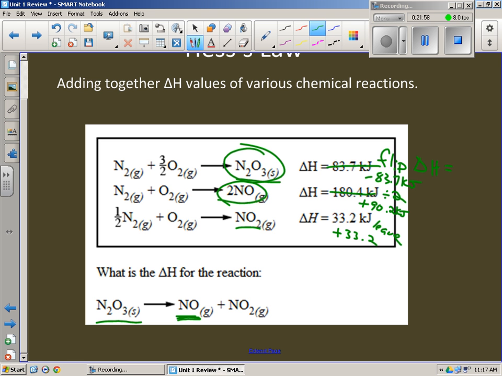Add them up, right? You don't have to change anything with the numbers. You already did the numbers. Add them all up, and you'll get the final answer here. Delta H is a positive 39.2. Okay, done. All right. Good.